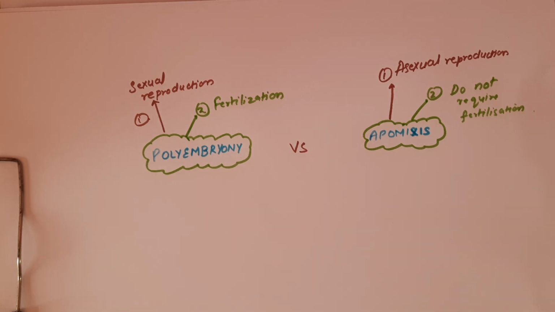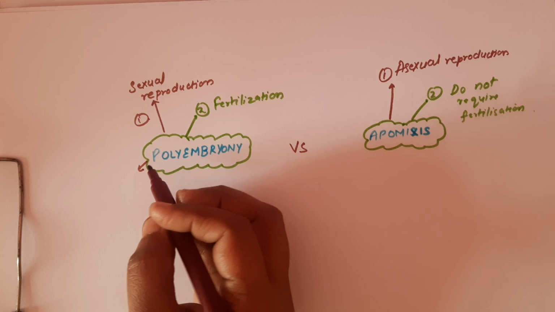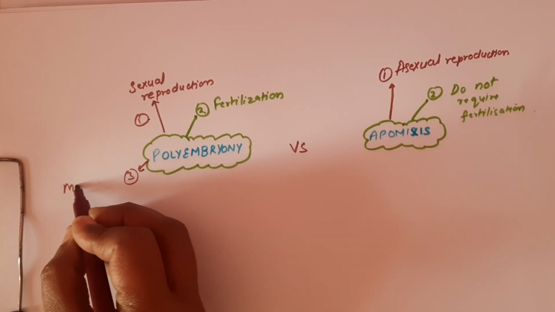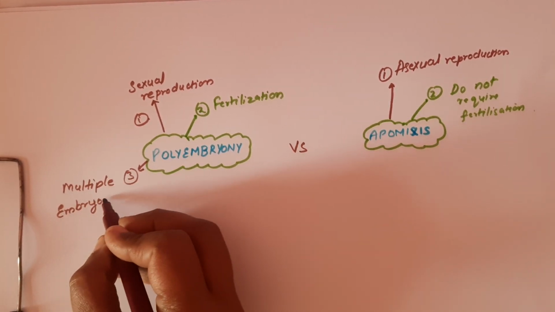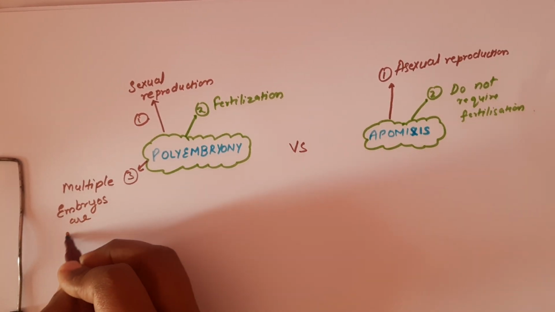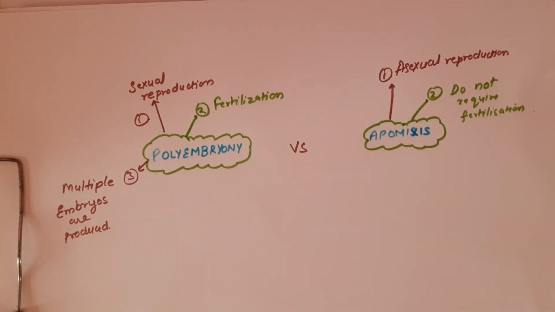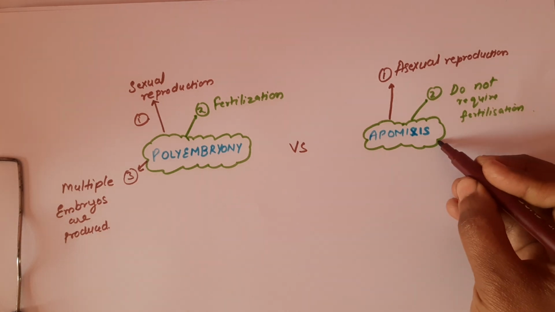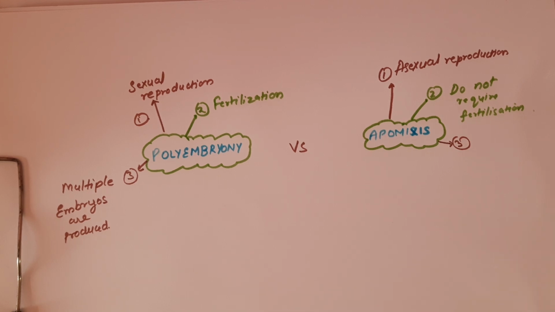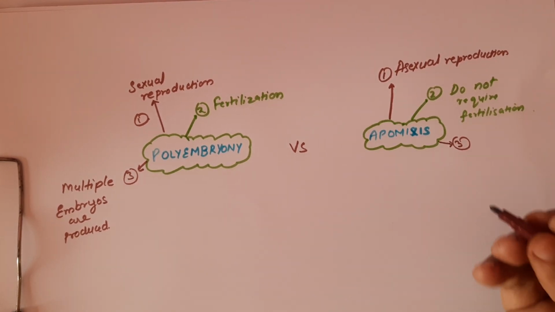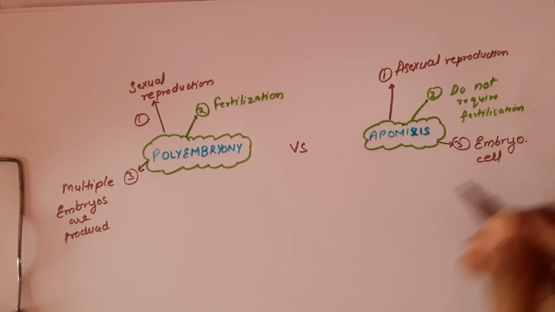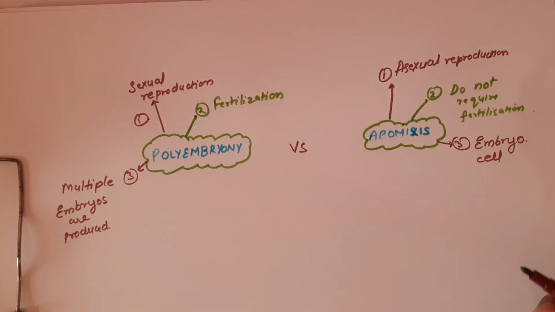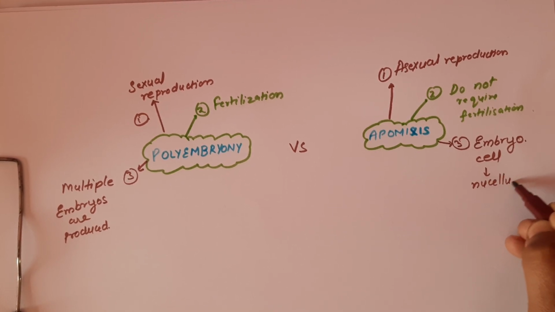If we talk about embryo development, I already told you that in case of polyembryony, this is the third point, multiple embryos are produced, and they arise from the division or budding of the fertilized egg. And in case of apomixis, the embryo development is from an unfertilized cell. So they are produced from the unfertilized cell within the ovule, such as the nucellus or integuments.